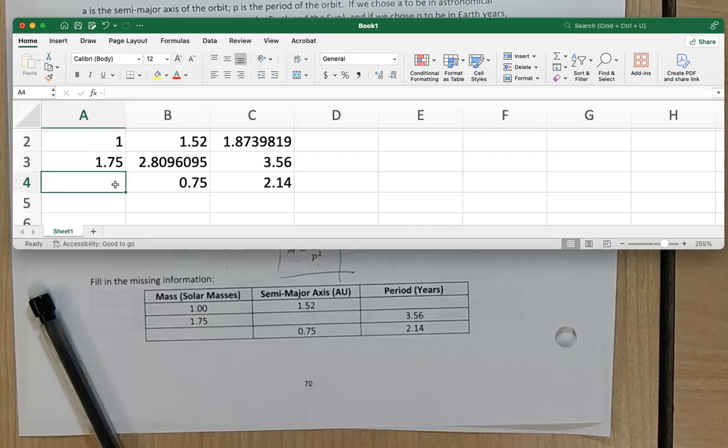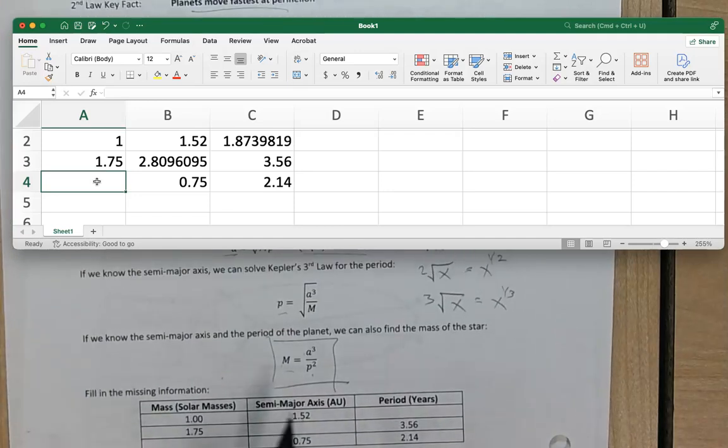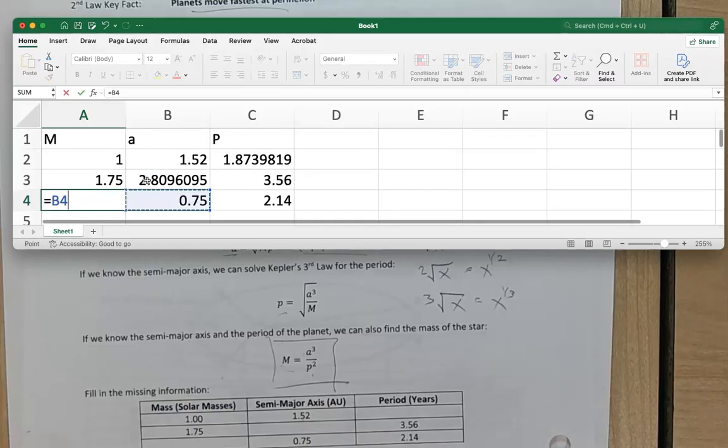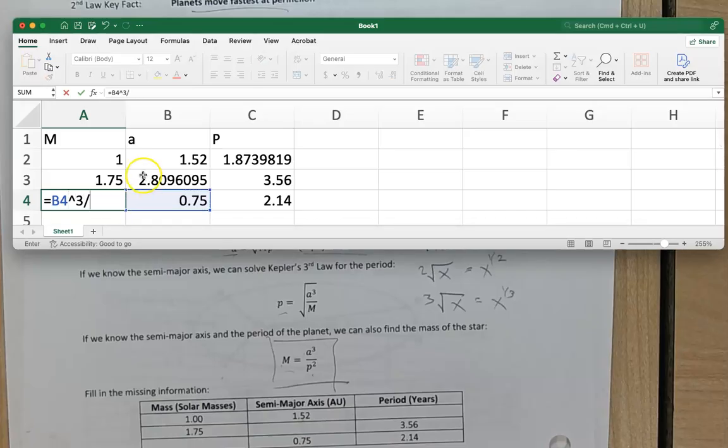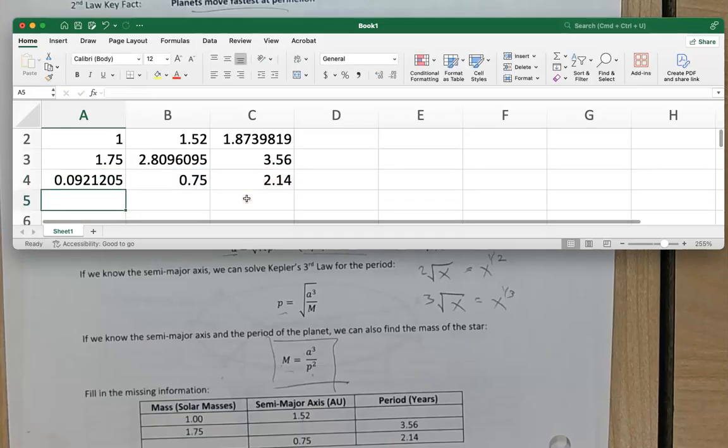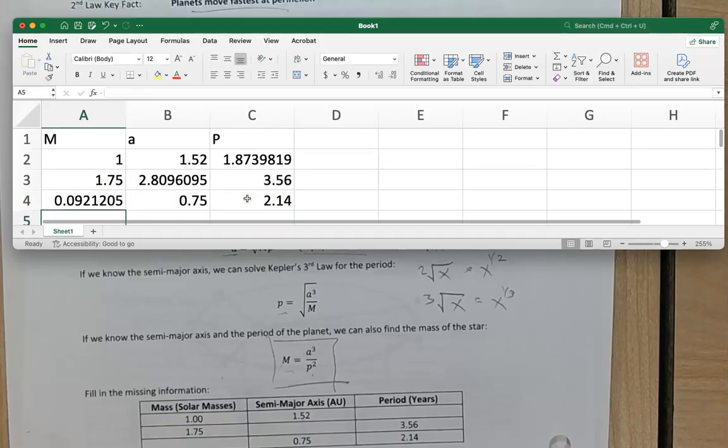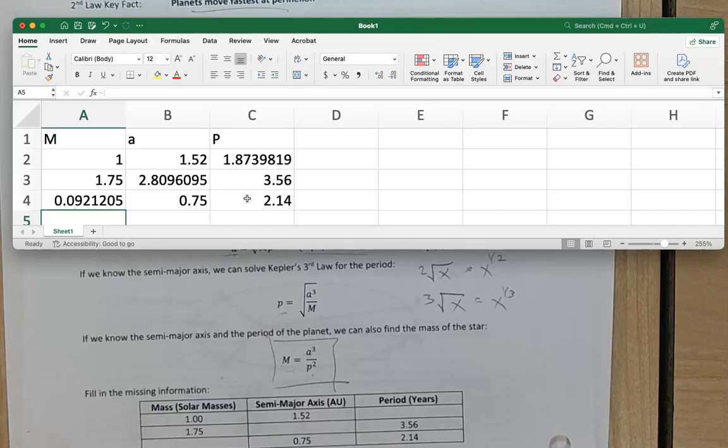What must the mass of that star be such that it is pulling its planet into orbit around it at this distance in this amount of time? All right, well then the mass is a cubed over p squared. So then the mass of this star equals a cubed over p squared. All right, that must be a 0.09 solar mass star. That's a pretty low mass star, right?